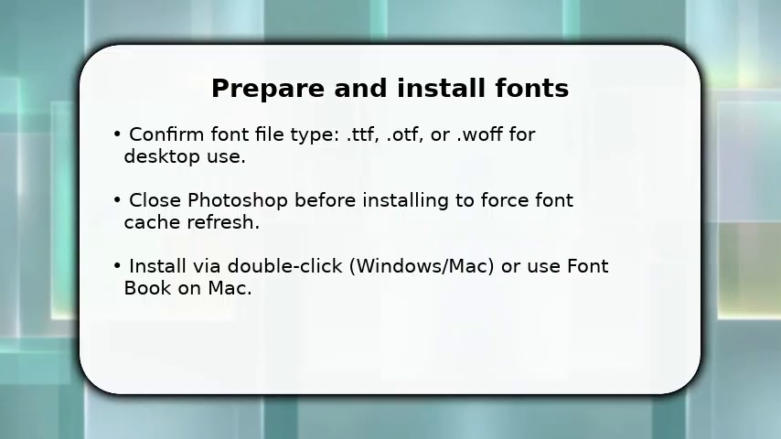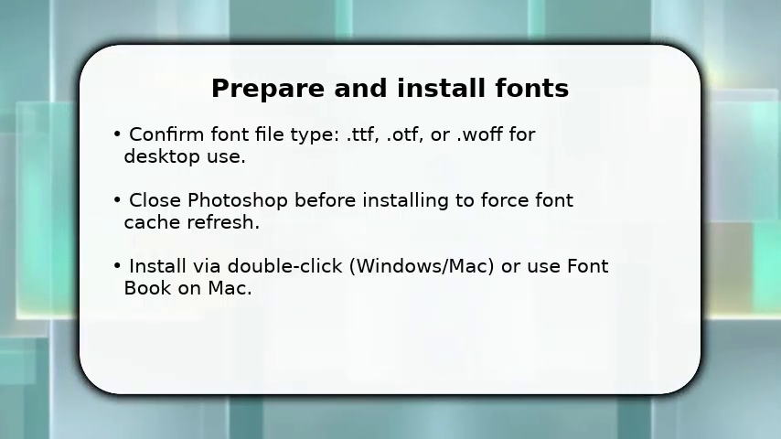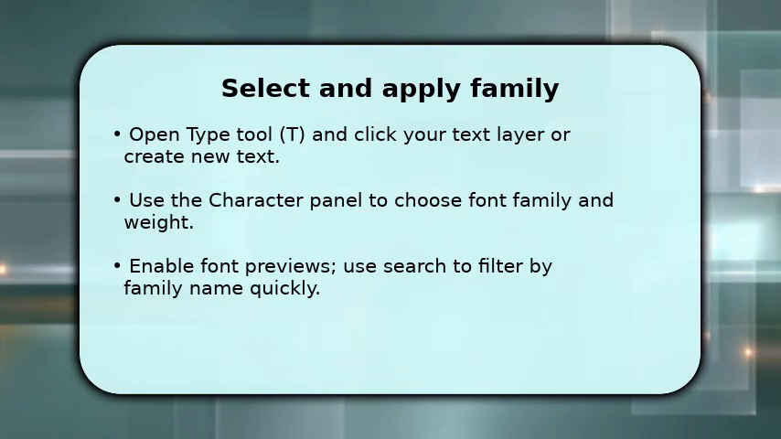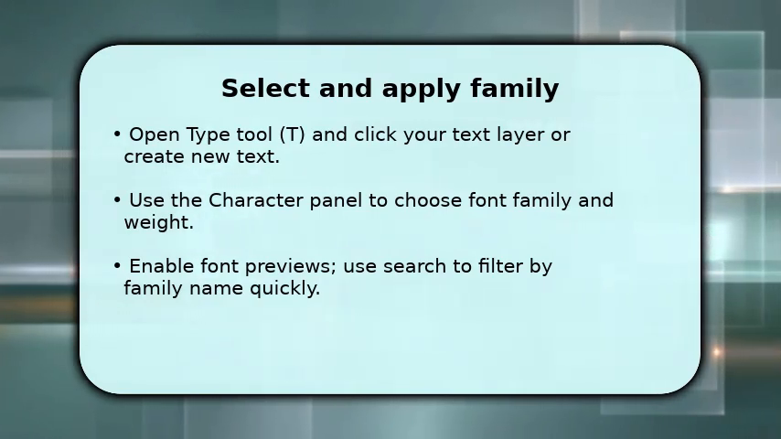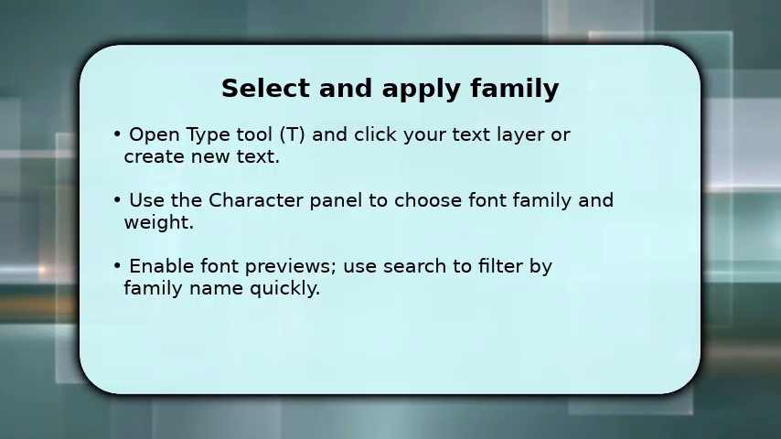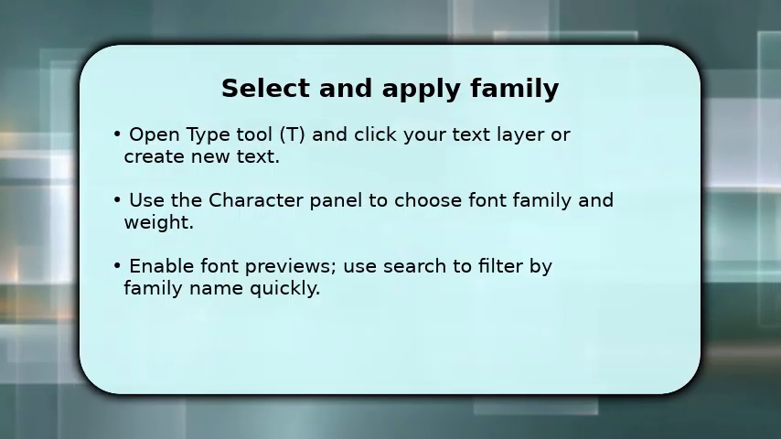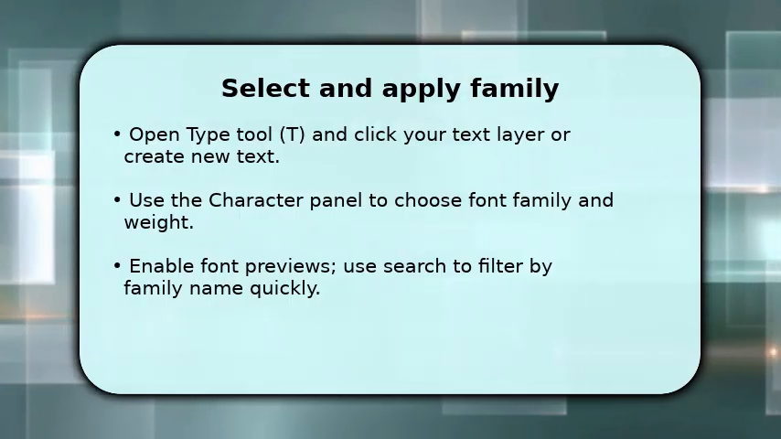Now reopen Photoshop and move to the Type tool so you can access the newly installed family. With Photoshop open, select the Type tool and click the text you want to change or create a new text layer. In the Options bar or Character panel, start typing the font family name to filter available fonts. This is faster than scrolling.